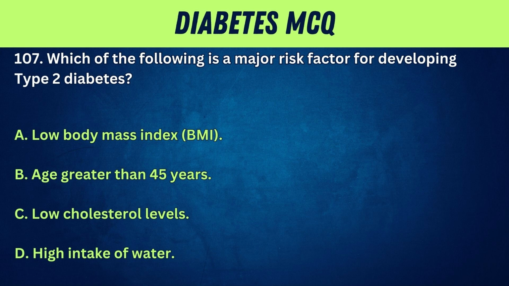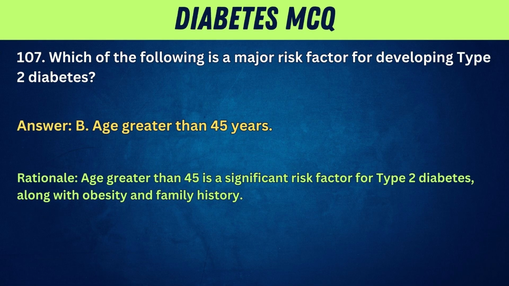control. 107. Which of the following is a major risk factor for developing type 2 diabetes? A. Low body mass index, BMI. B. Age greater than 45 years. C. Low cholesterol levels. D. High intake of water. Answer. B. Age greater than 45 years. Rationale. Age greater than 45 is a significant risk factor for type 2 diabetes, along with obesity and family history.